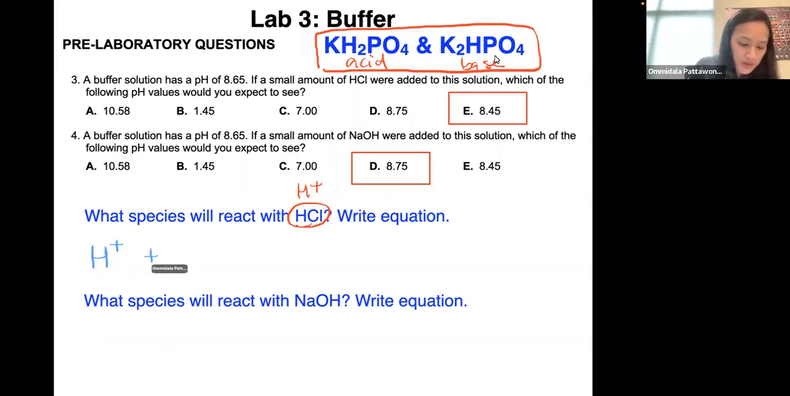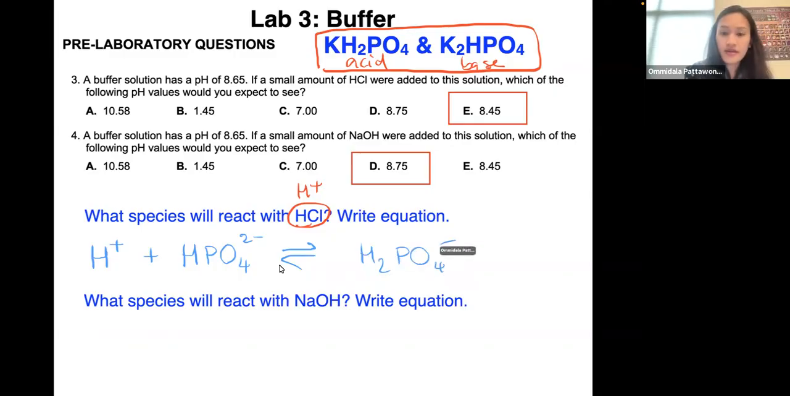This is the base that we have, so I'm going to add that together. And again, because potassium will not do anything, I'm going to ignore that potassium part. So the part that is going to react is the conjugate base HPO4 2 minus. Because this conjugate base can neutralize added acid, it can resist the pH change, or large pH change.